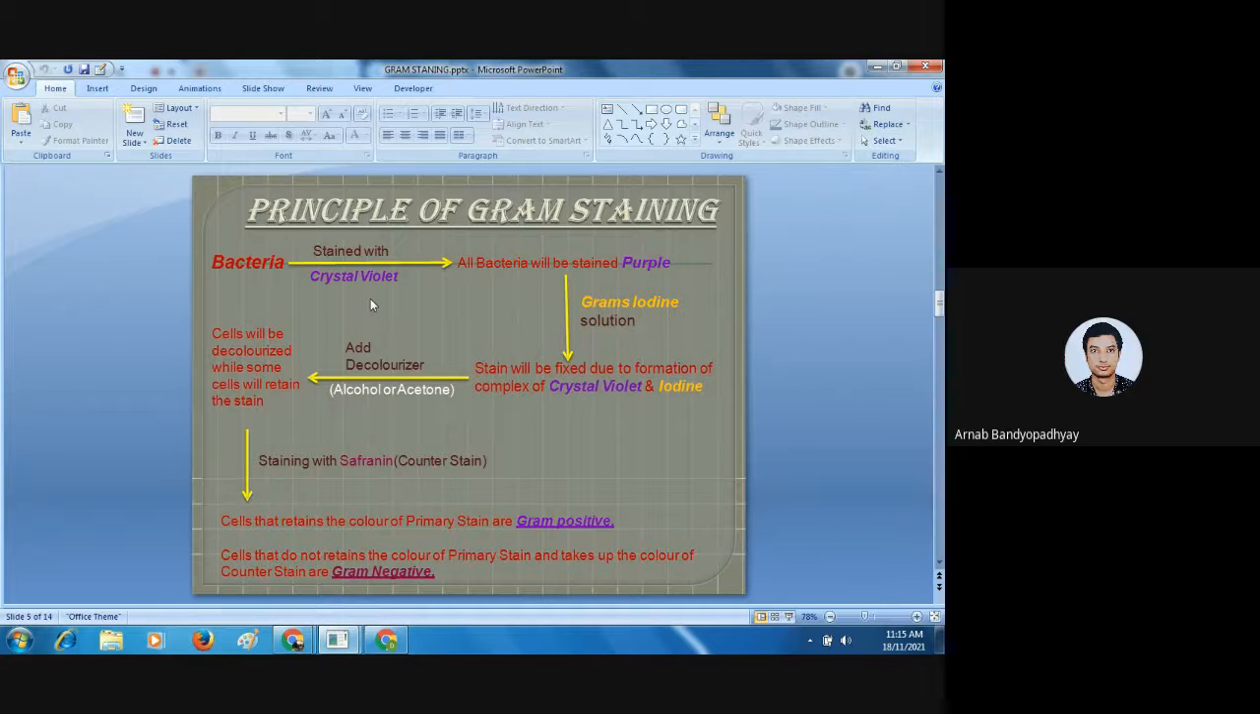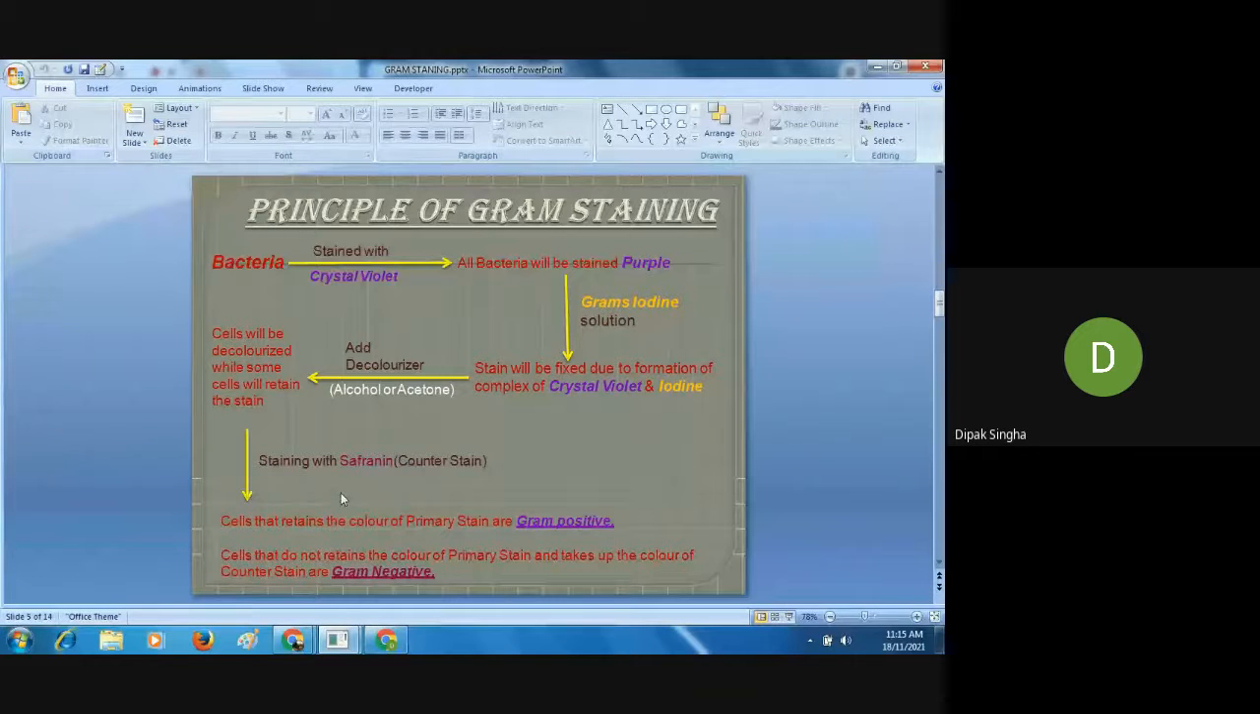Yes. So as we attack someone, and then he attacks back, what do we call that? Counter attack, right? So initially we use the primary stain, crystal violet, after that we use another stain, that's why it is called the counter stain.